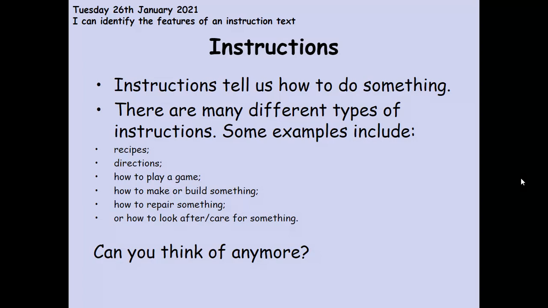So, instructions. Instructions tell us how to do something. There are many different types of instructions. Some examples include recipes, directions, how to play a game, how to make or build something, how to repair something, or how to look after or care for something. Can you think of any more? Write them down if you have.